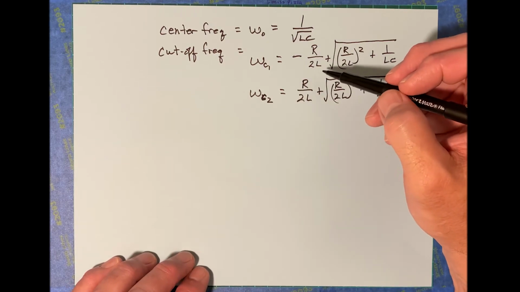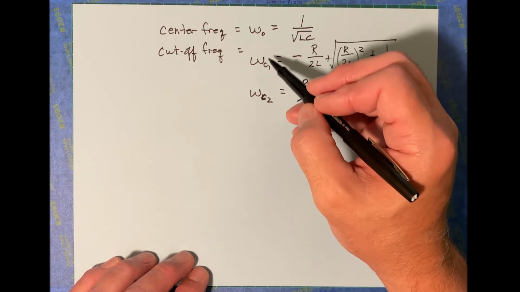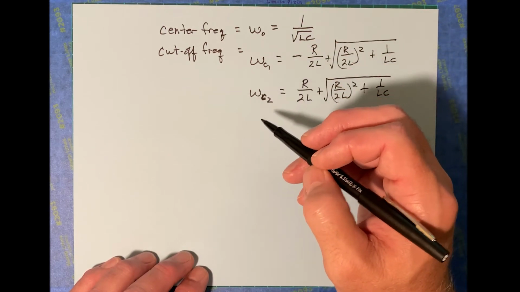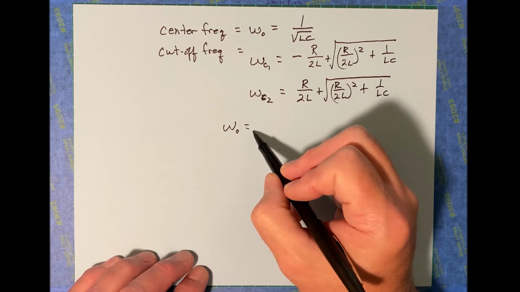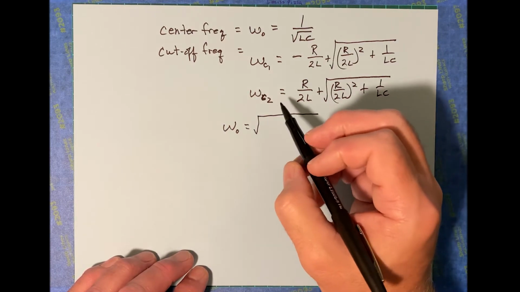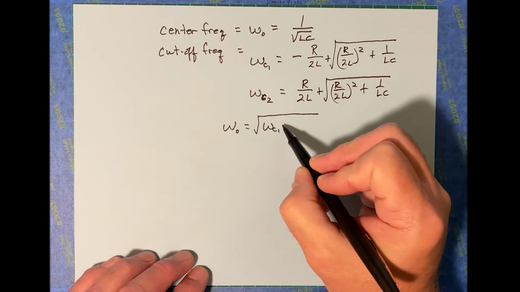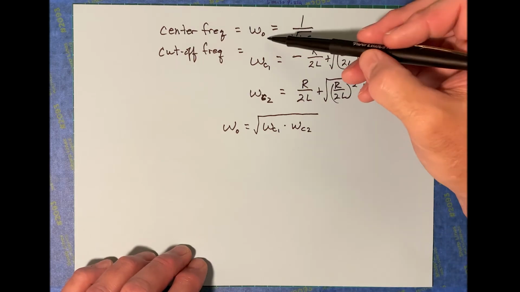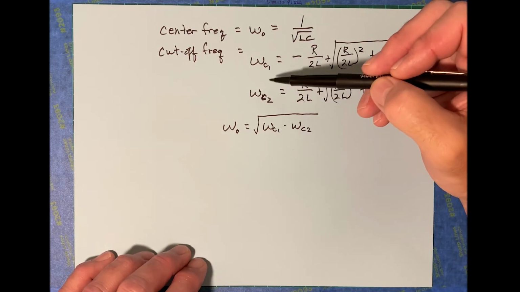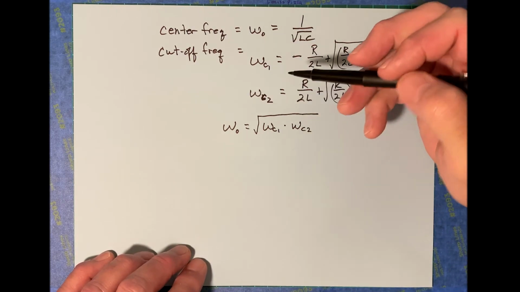Okay, and then there is a relationship between omega naught and omega sub C, and that is this, that omega naught is equal to the square root of omega C1 times omega C2. And you may be wondering, well, why isn't omega naught just halfway between those two? Well, the reason it's not is because of that asymmetry.